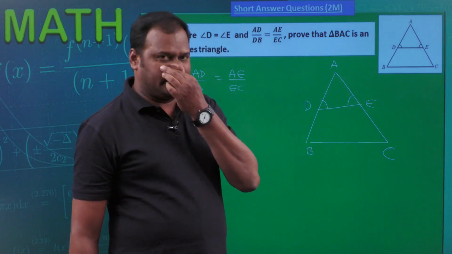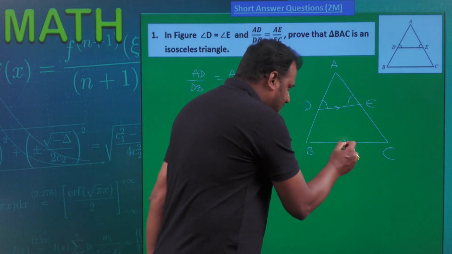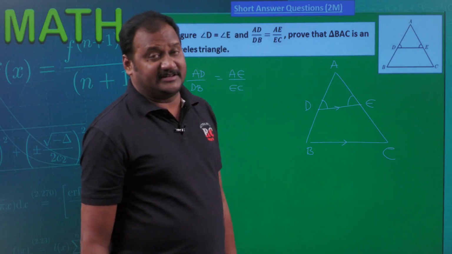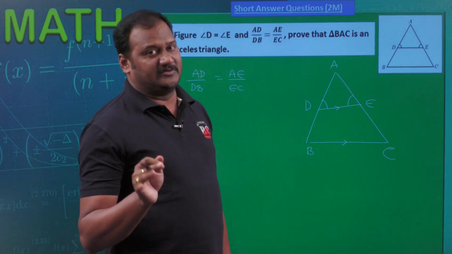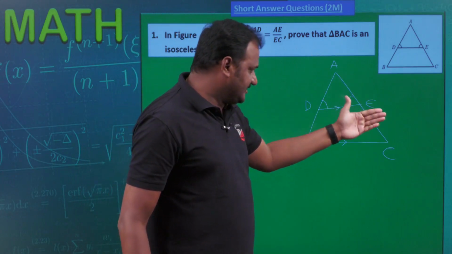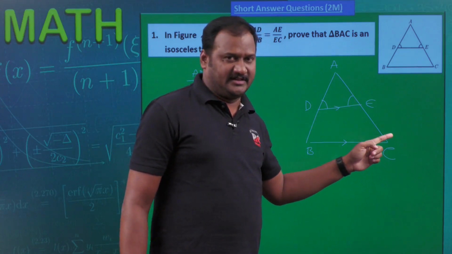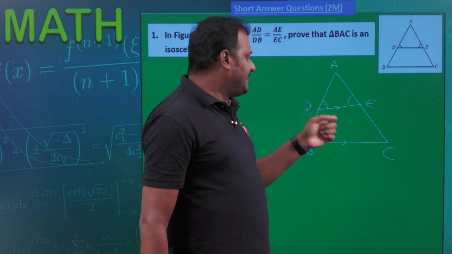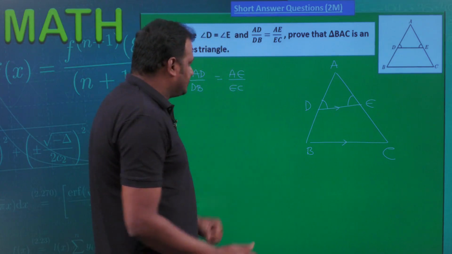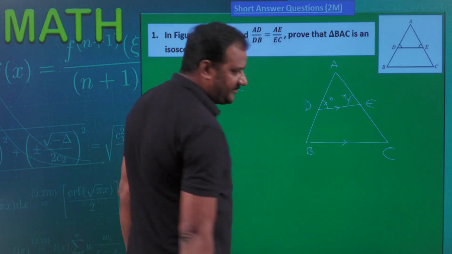What do you mean by that? It means DE is parallel to BC as per the converse of the basic proportionality theorem. If AD by DB is equal to AE by EC, then we can say that DE is parallel to BC. So if DE is parallel to BC, let us suppose this angle is equal to X, this angle is also equal to X, both are equal.